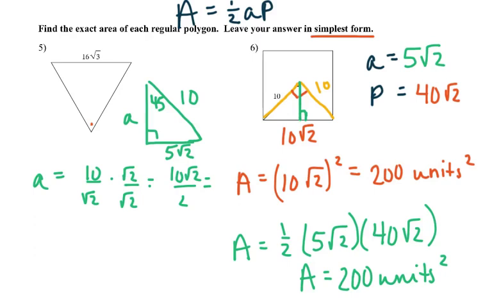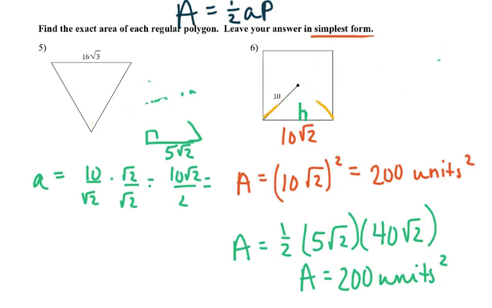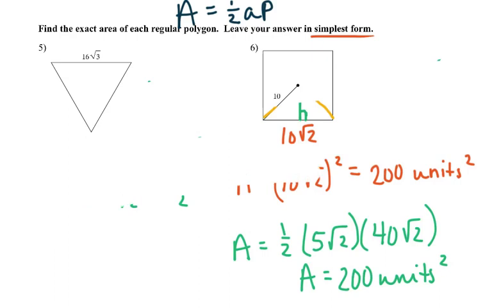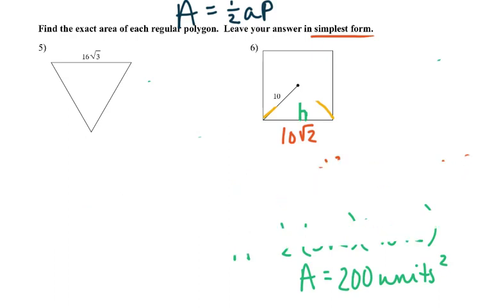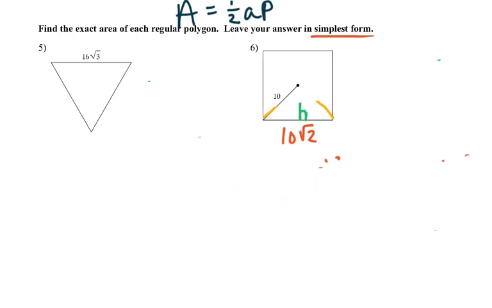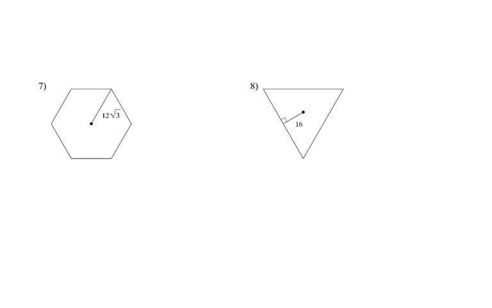All right. Let's take a look at numbers 7 and 8. Okay, so in number 7, again, we are given the radius, and we need to find both the perimeter and the apothem.